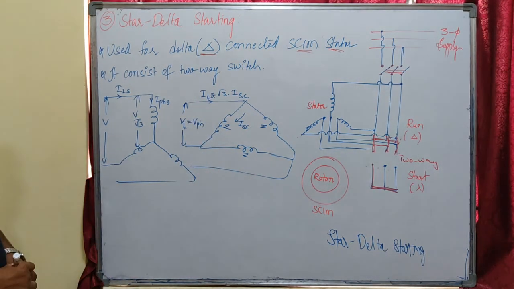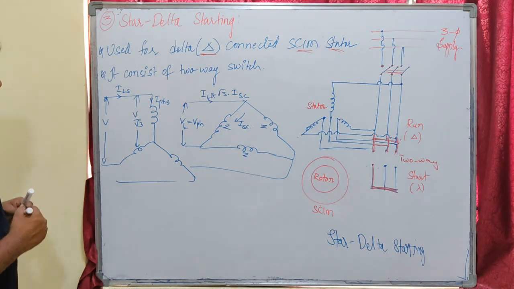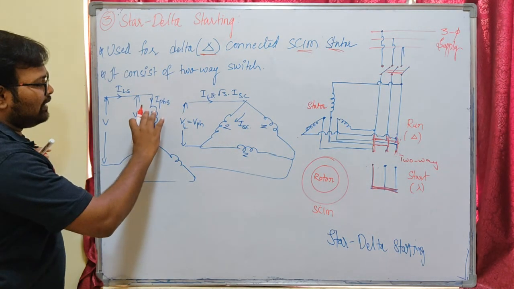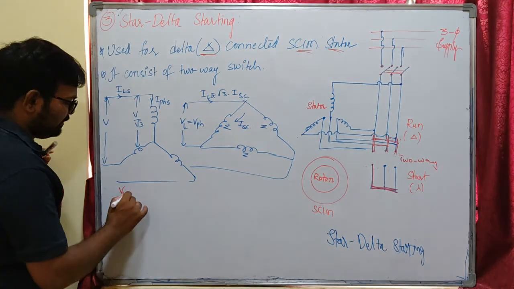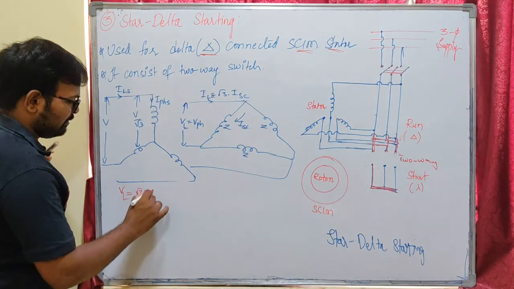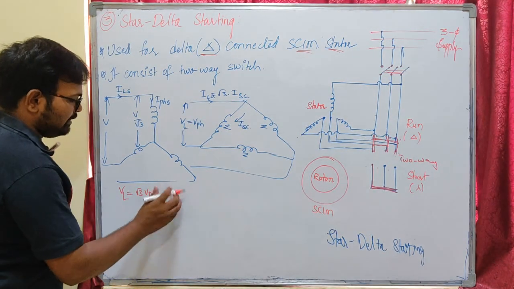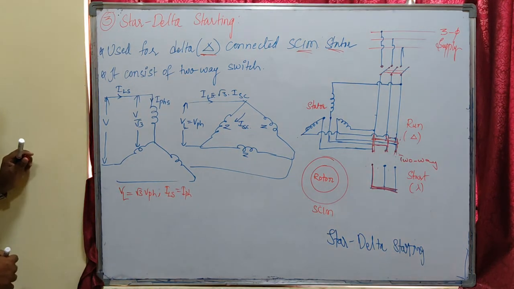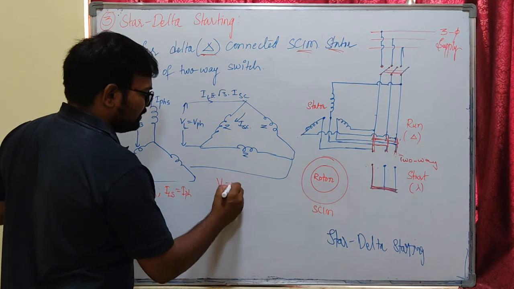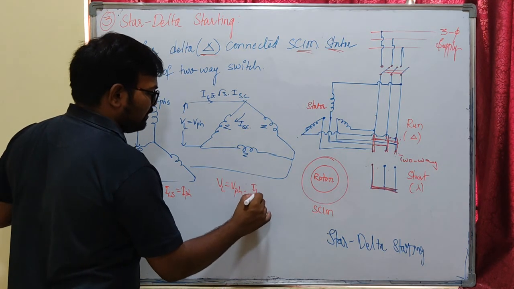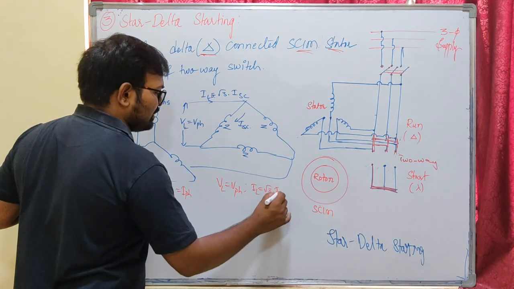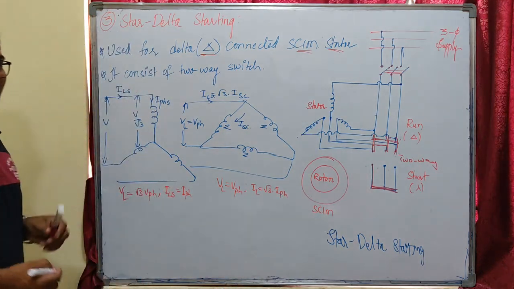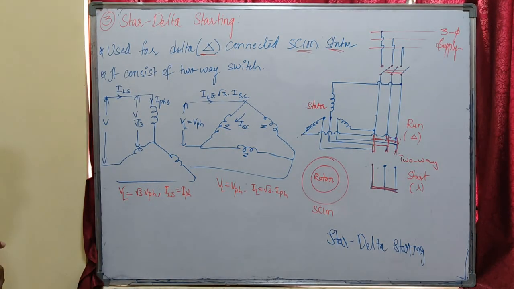Now let us see the phase voltage and line voltage here. In star, the line voltage equals root 3 times phase voltage, and the line current ILS is equal to my phase current. In delta, my line voltage is equal to phase voltage, but my line current is equal to root 3 times my phase current, which I am representing as ISC. So this is the concept.